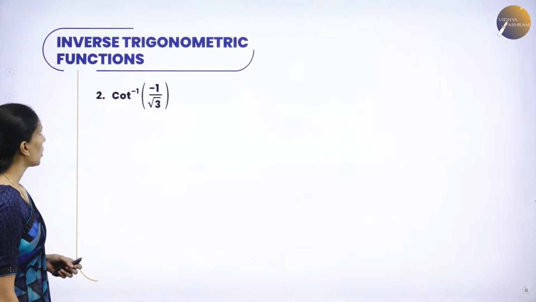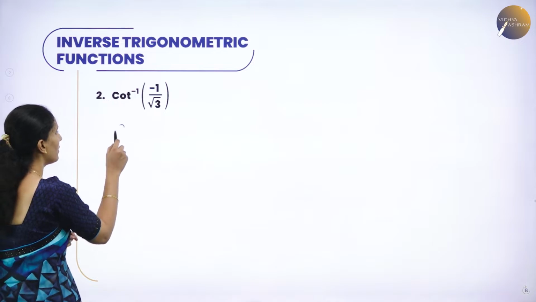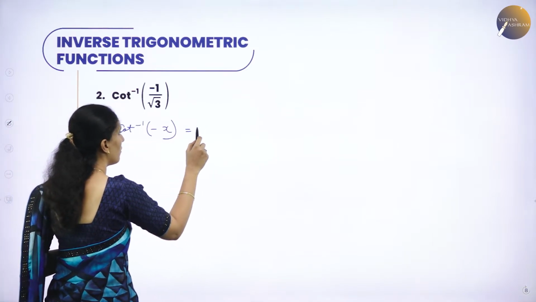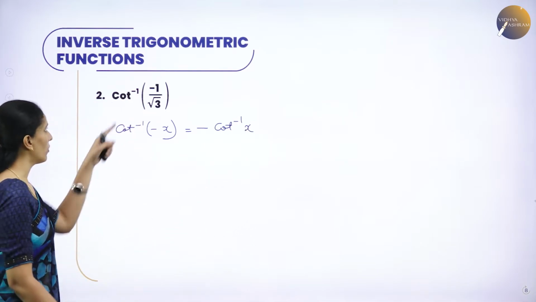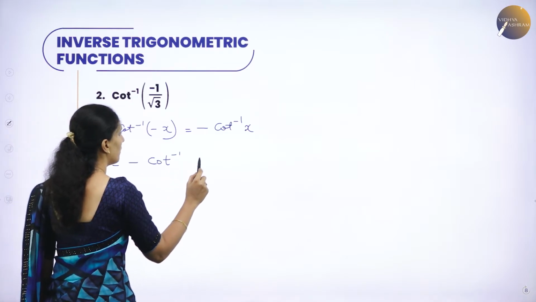Next one, cot inverse of minus 1 by root 3. Here we have cot inverse of minus x. So this should be written in the form of minus cot inverse x. Therefore, this can be written in the form of minus cot inverse 1 by root 3.